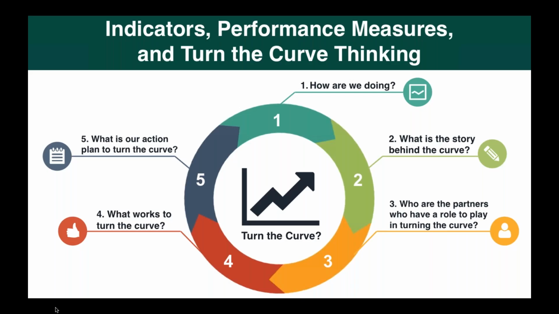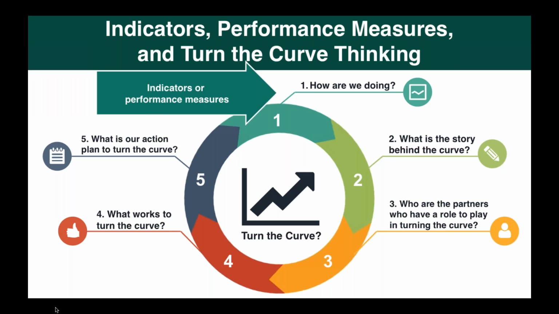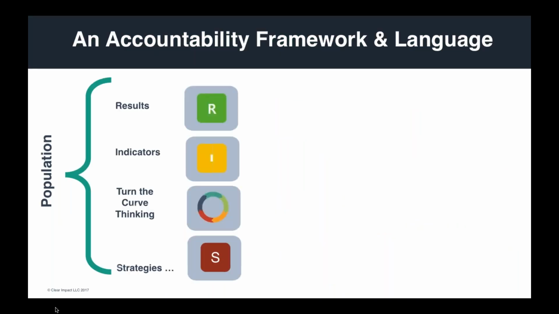So you can see this coming, I hope, that with turn the curve thinking, it's the indicators and performance measures that we use to provide the data for how we gauge how we're doing. And when we say start with the end, those define the end with data, okay? So put all of this together at the population level: results and indicators. You've got your result and an indicator, and you apply turn the curve thinking to the trend line for that indicator. And with that, you develop strategies.